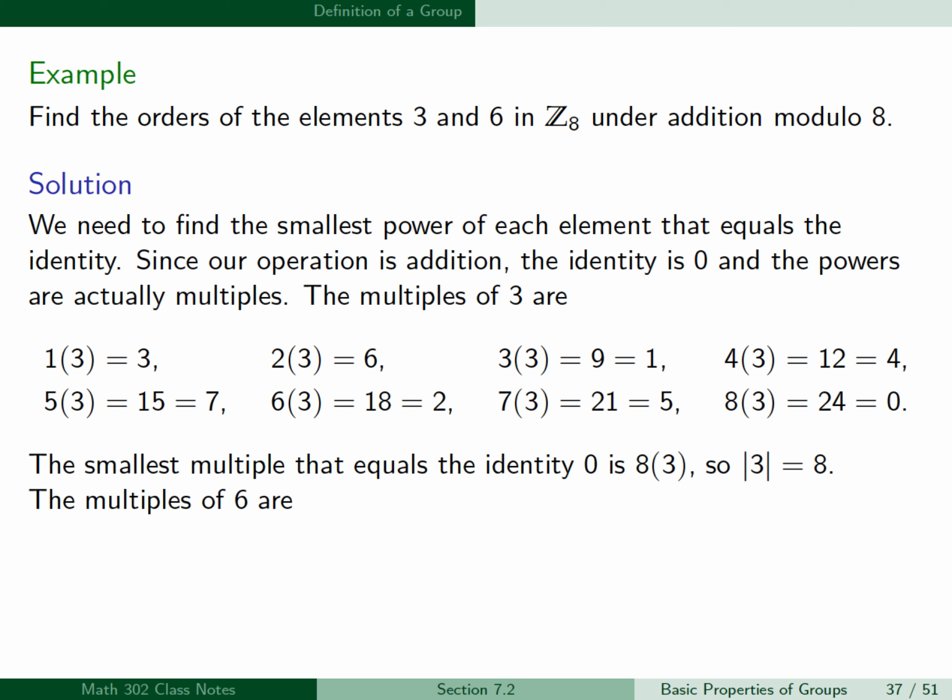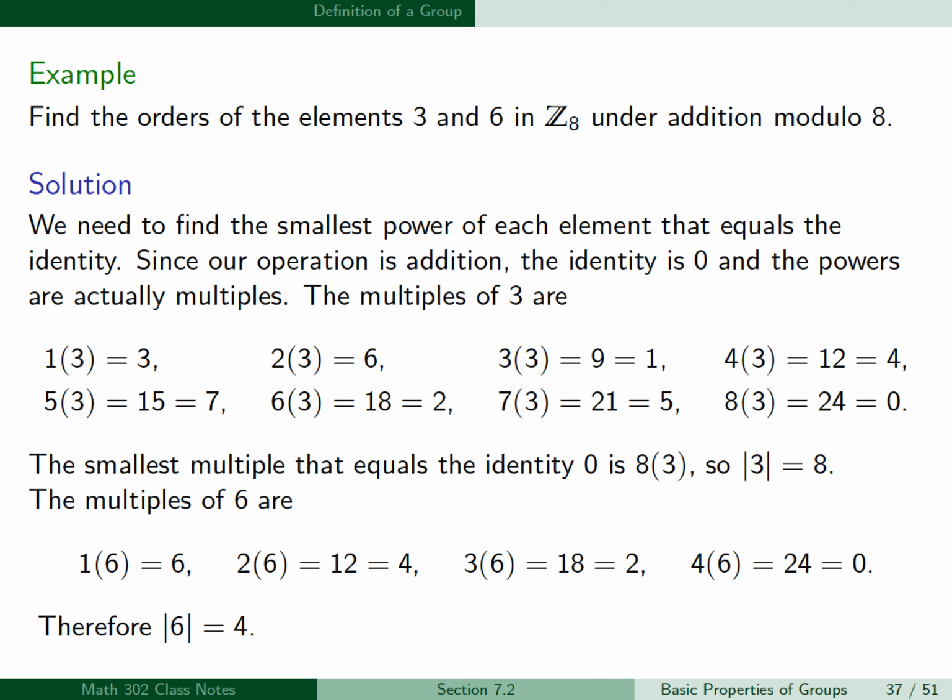Now the multiples of 6 are, well, 1 times 6 is 6, 2 times 6 is 12, which is 4 in Z8, 3 times 6 is 18, which is 2, and 4 times 6 is 24, which is 0, our identity element. So the smallest multiple of 6 that equals the identity element is 4, and therefore the order of 6 is equal to 4.